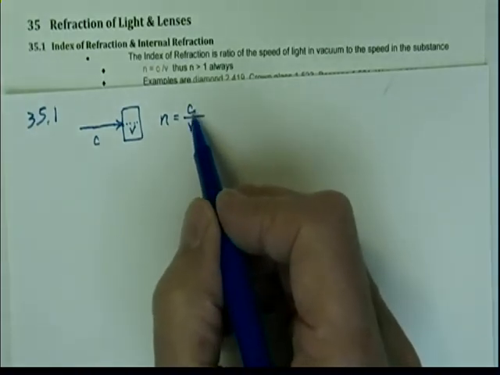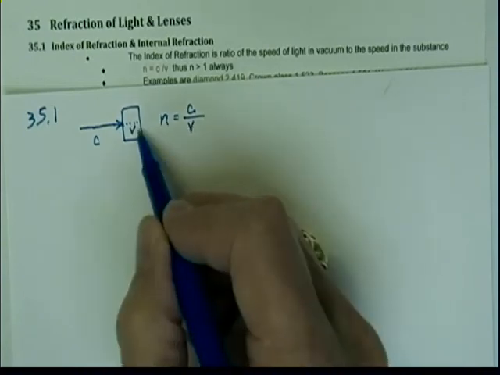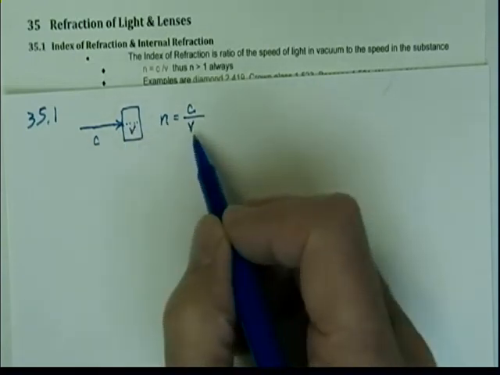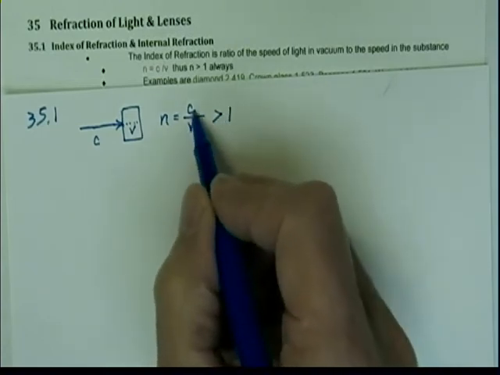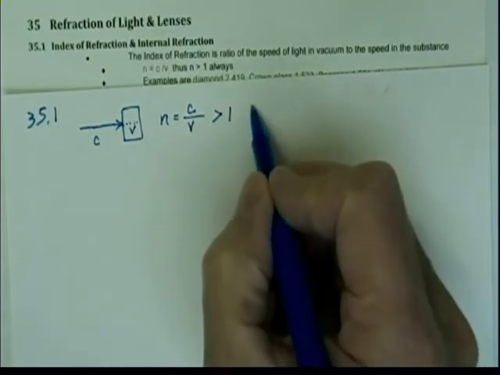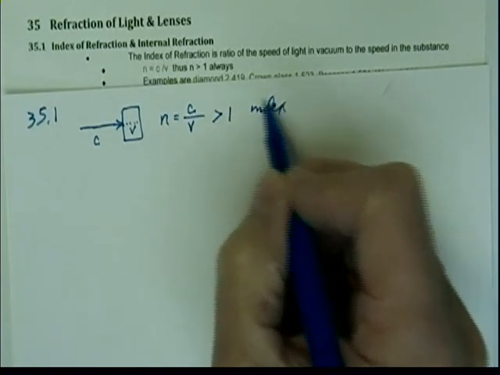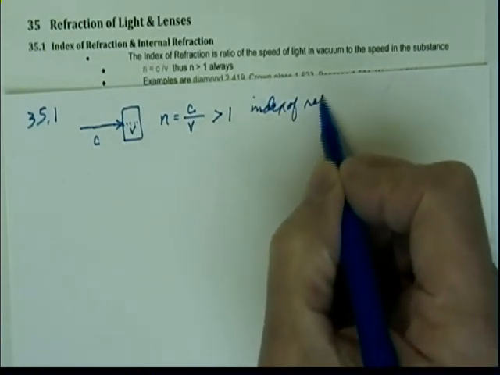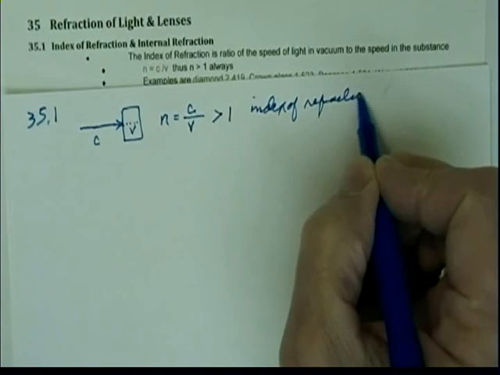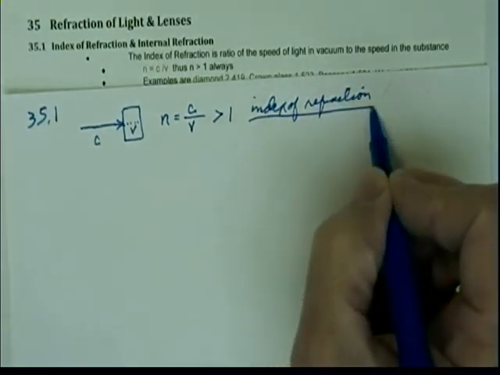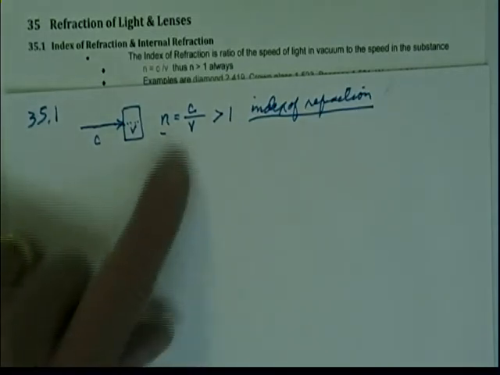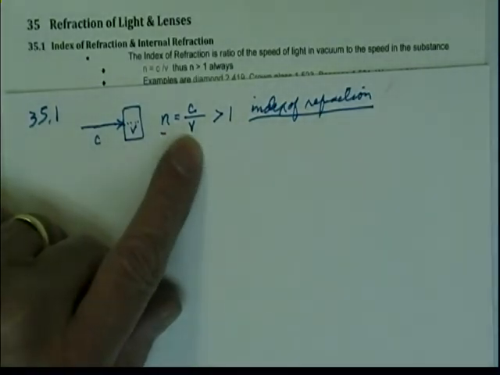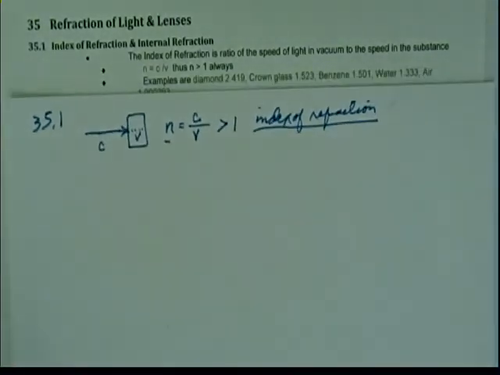Therefore, it follows that since the velocity in any other media is always less than the speed of light in a vacuum, this number is always greater than 1, because this is smaller than this. This is called the index of refraction, N. Therefore, when we know N, we know the velocity of light in a given substance.